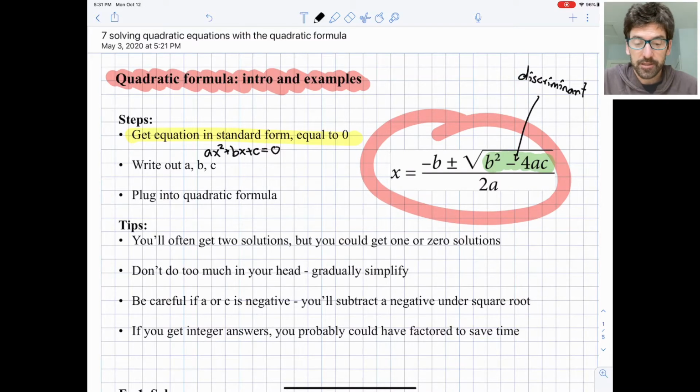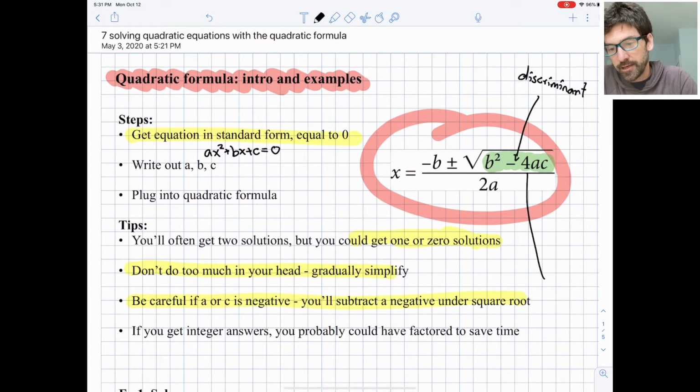Some more tips: you'll often get two solutions, but you could have either 1 or 0 solutions. Those are possibilities as well. A huge tip is to try not to do too much in your head. Gradually simplify and write out each step, because if you try to do too much in your head, you're really going to increase the chance of making a mistake. Also be particularly careful if a or c is negative. If so, you will probably be subtracting a negative under that square root, so look out for that.